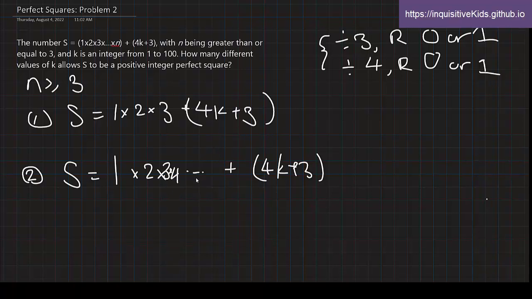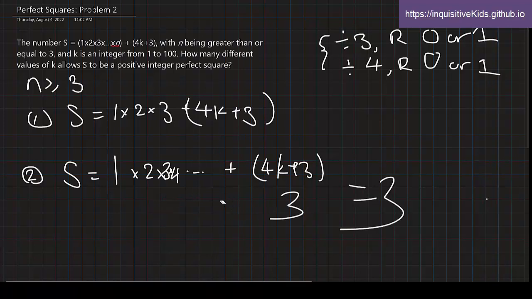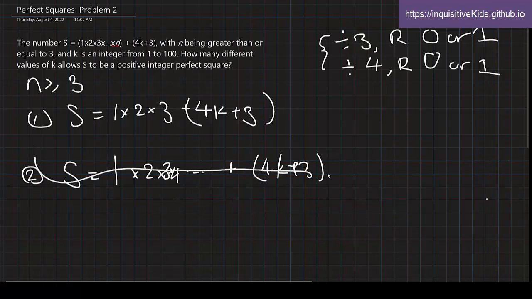But then in the second scenario it won't ever be a perfect square either, because this first part will start including a 4. And if it includes a 4, then this first part, after being divided by 4, will also have a remainder of 0. So if this has a remainder of 0 and this has a remainder of 3, add those together, you still have a remainder of 3 in the end. So this cannot be a perfect square. The second scenario will not work.